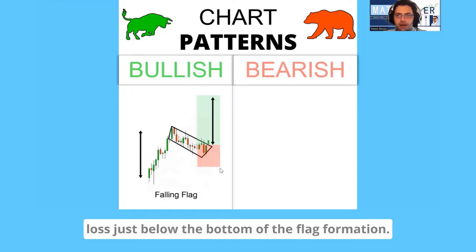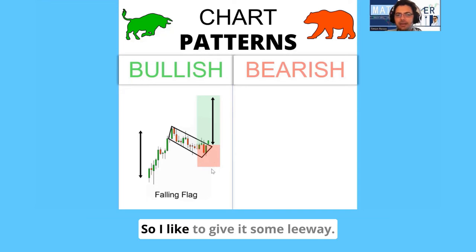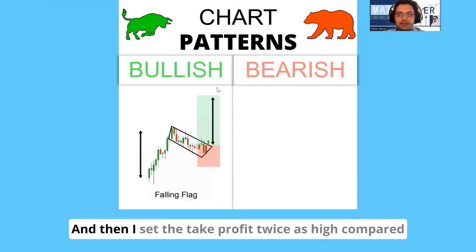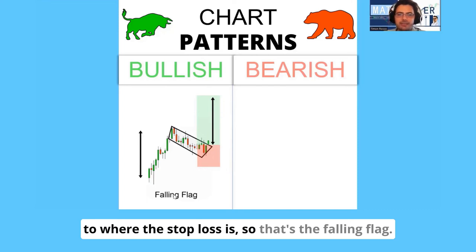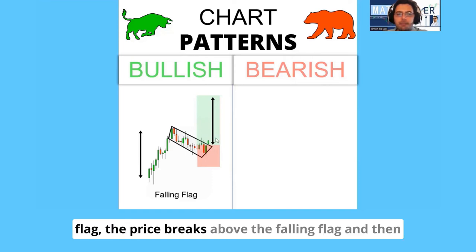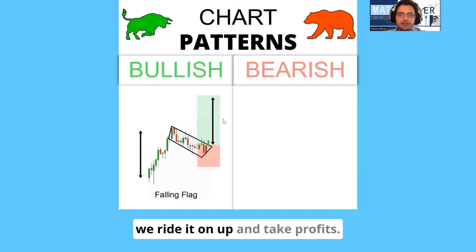We set the stop loss just below the bottom of the flag formation. So I like to give it some leeway. And then I set the take profit twice as high compared to where the stop loss is. So that's the falling flag. The flagpole raises up, the price forms a falling flag, the price breaks above the falling flag, and then we ride it on up and take profits.